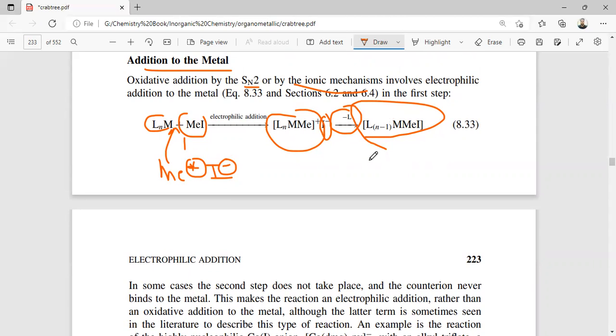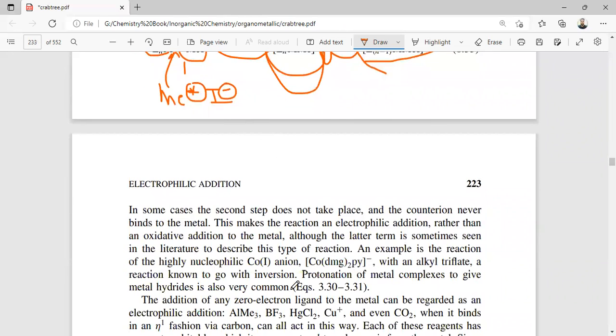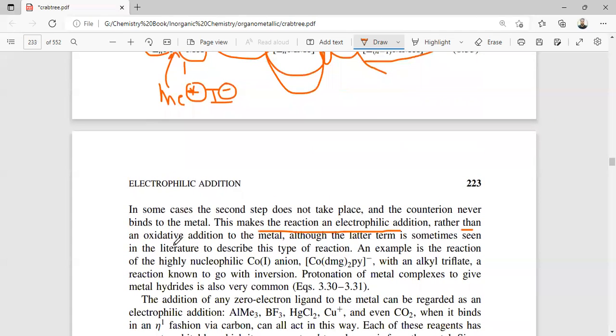In many cases, this step is not favored. It need not happen. The reaction stops here. In that case, this reaction is called an electrophilic addition. So this makes the reaction an electrophilic addition rather than an oxidative addition to the metal, although the latter term is sometimes seen in the literature to describe this type of reaction.